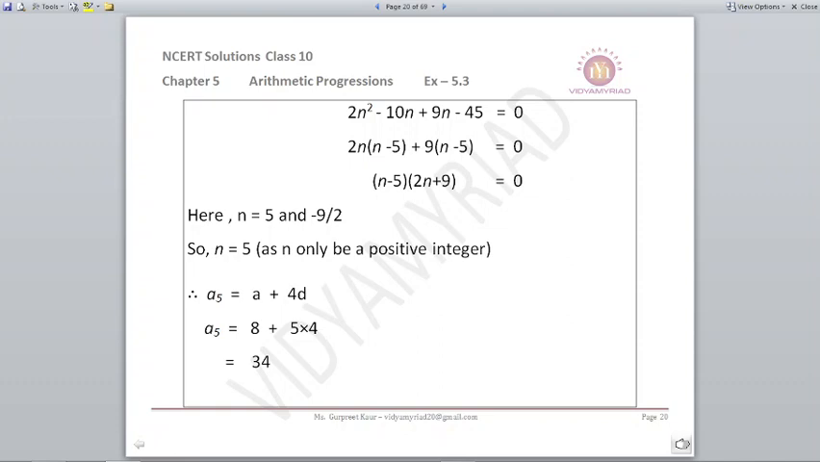We have to find out a5. a5 will be equal to a plus 4d. So we know a is 8 and we know d is 5. So with the help of this, we get the answer 34.